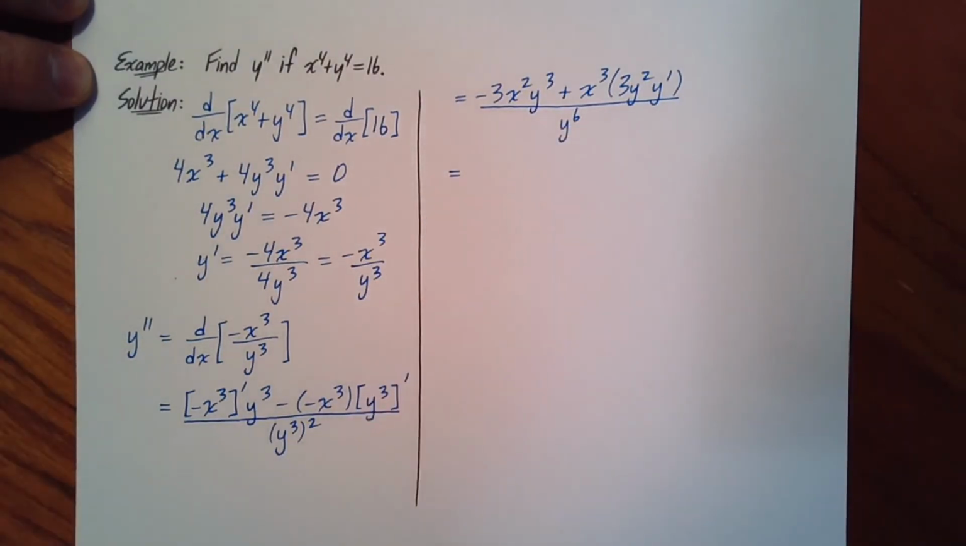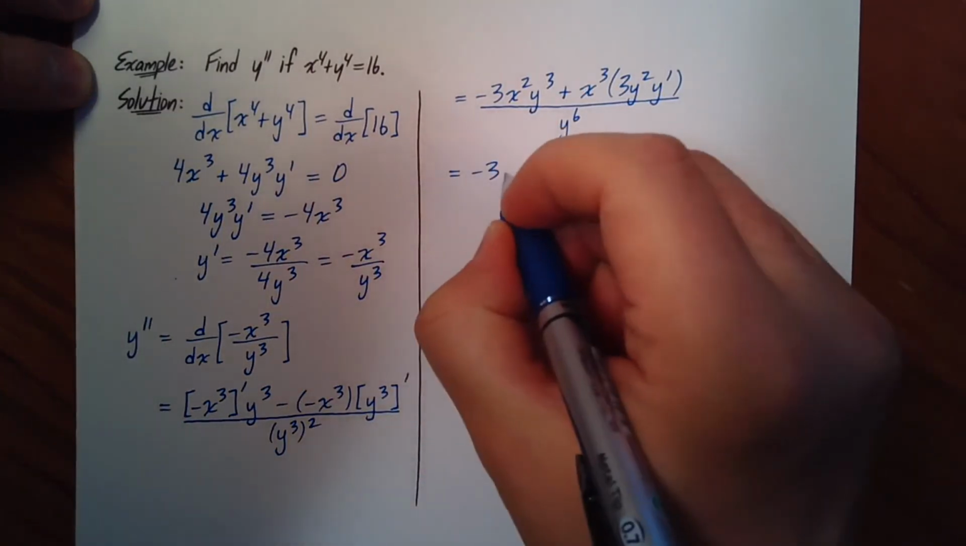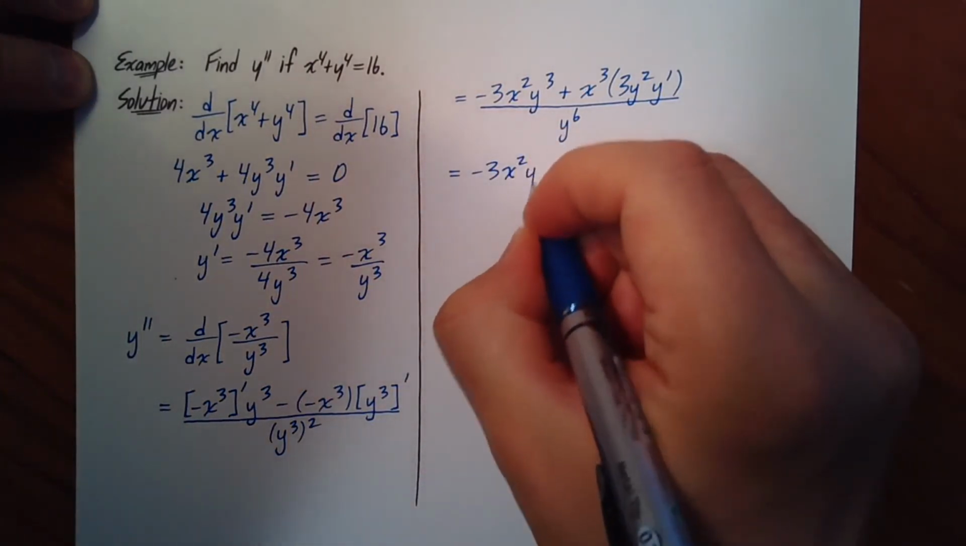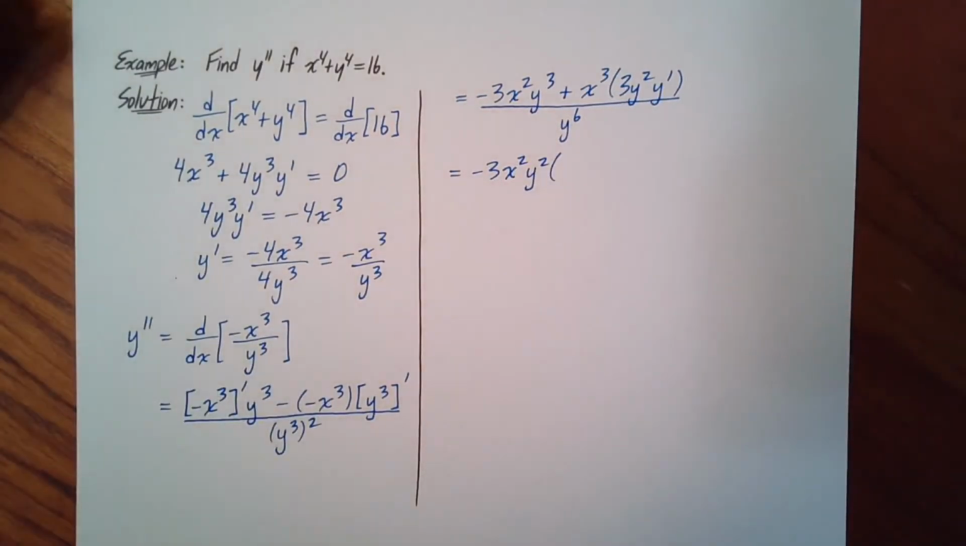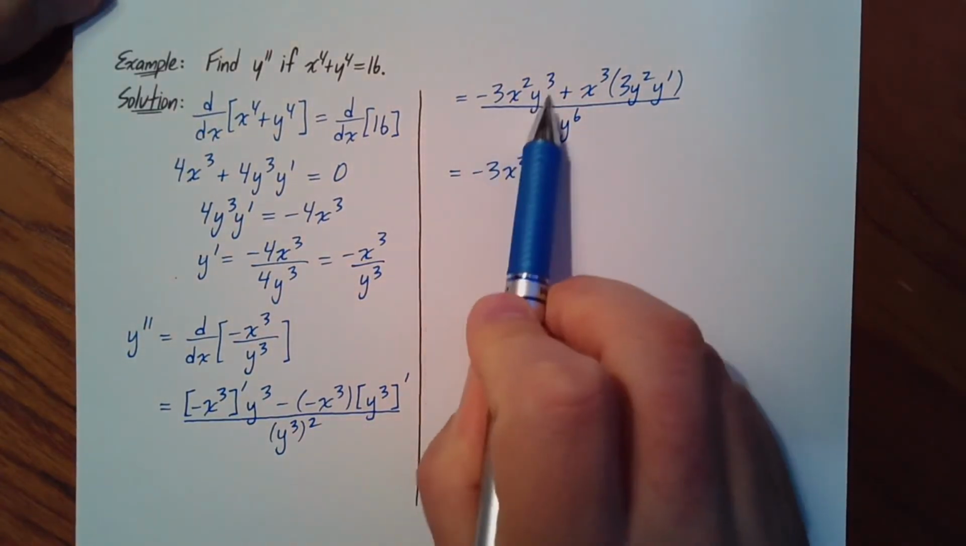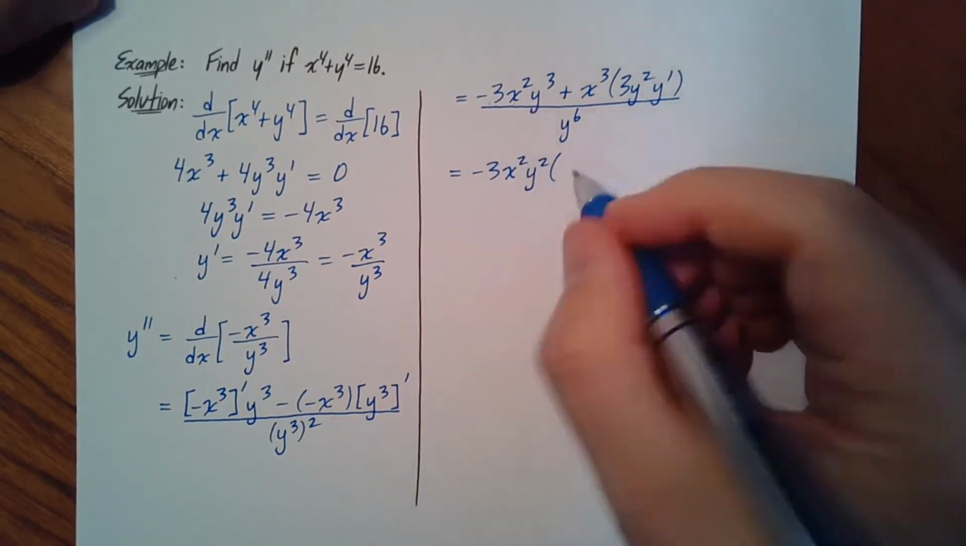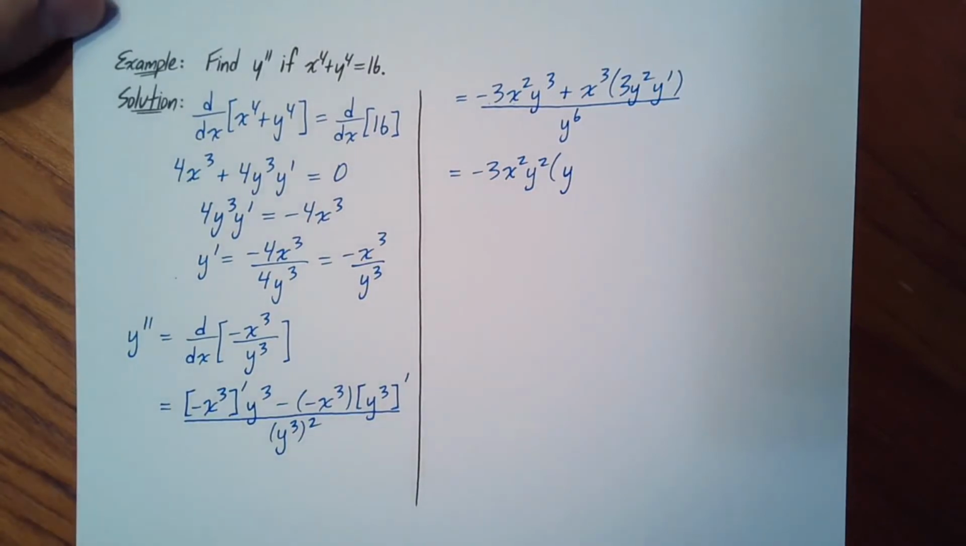And we'll go through this carefully. If we're going to pull out negative 3 x squared y squared, let's carefully work out what's going to be left. For the first term, we've pulled out everything except one of these y's, right? The negative 3, the x squared, and the y squared got pulled out. That just leaves us with one y. So we have one y.